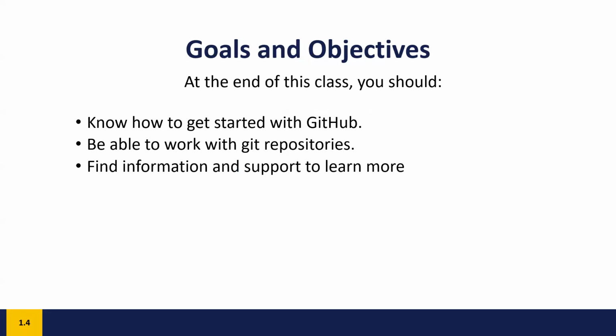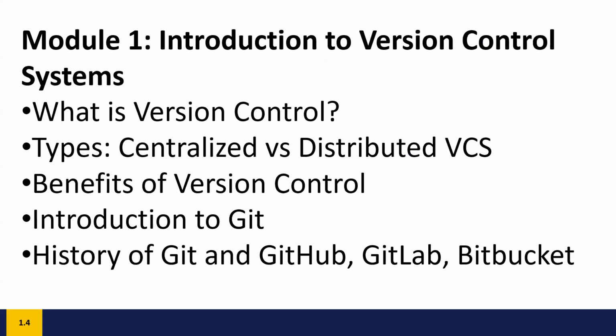Okay. So goals and objectives. What are the goals? At the end of this class, you should know how to get started with GitHub and be able to work with Git repositories, and find the information and support to learn more. Okay, so modules. Module one is introduction to version control system. What is version control? Types of version control, centralized or distributed version control system. Benefits of version control system, introduction to Git, and history of Git, GitHub, GitLab and Bitbucket. This is module one.